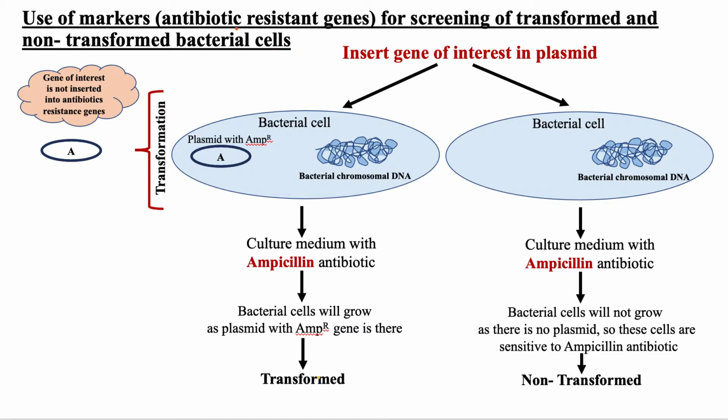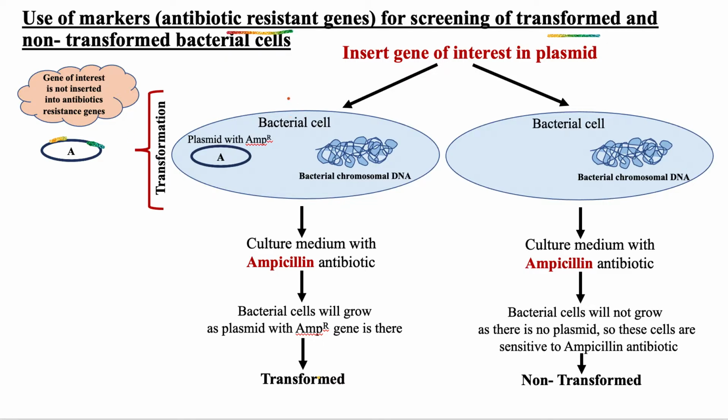In this case, we are using an antibiotic resistance gene as one of the selectable markers to screen between transformed and non-transformed bacterial cells. Now, for instance, if we insert our gene of interest in a plasmid that has an ampicillin resistance gene, we do not use that ampicillin resistance gene to clone or insert our gene of interest. So if this is the antibiotic resistance gene, we clone our gene of interest somewhere here. We did not disturb this antibiotic resistance gene, so it stays intact.